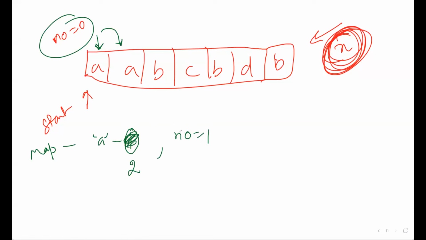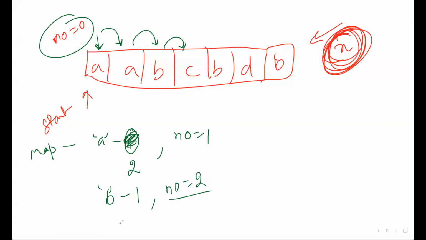We will not update the number of distinct characters because the frequency is 2. So this character has already occurred. Now you'll move to the next character, which is B. You'll update its frequency. Its frequency is 1. It means it is occurring for the first time. So you'll update this to 2. What does this tell us? It tells us that the number of distinct characters is 2.